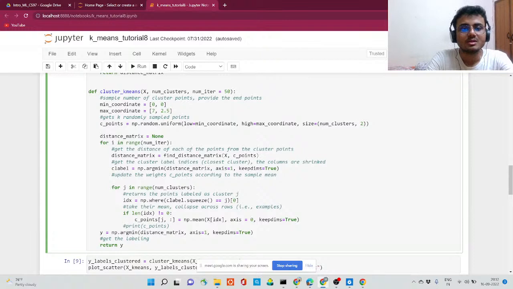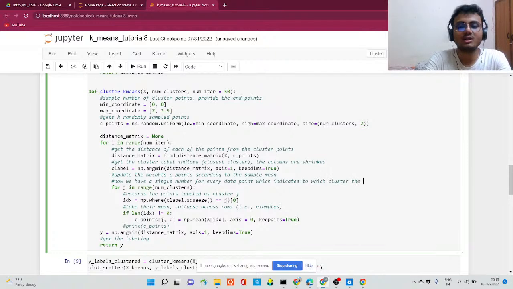So this is the arg min. This is giving me the cluster levels. Get the cluster level indices closest to the cluster. The columns are shrunk now. So you have for every data point one number now. So now we have a single number for every data point which indicates to which cluster the point belongs to.